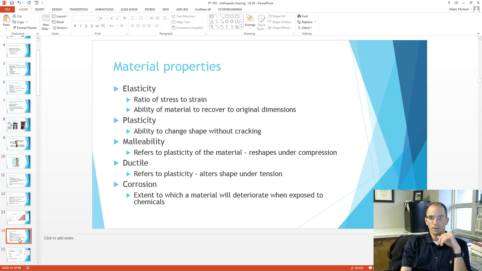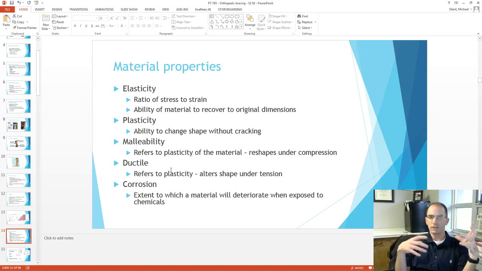We can look at plasticity, which is its ability to change shape without cracking. Okay, so that's bad news. Obviously, if it breaks, then we can't really do what we want with it. Malleability refers to plasticity under compression. Ductile is how much tension it can take.